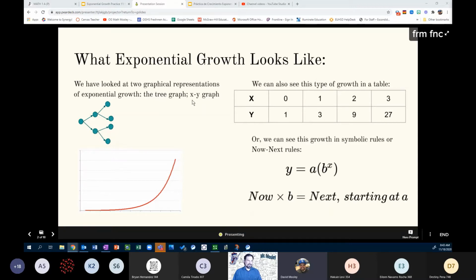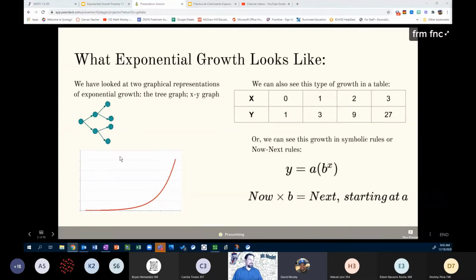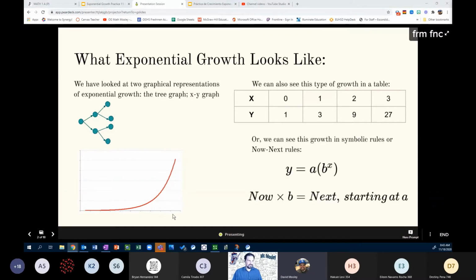We've also looked at what an XY graph looks like. And this is a basic exponential growth curve right here. See that it starts kind of slow and then all of a sudden just skyrockets up. That's essentially what an exponential growth curve looks like when we graph it. This is not for any particular function. That's why there's no numbers. It's just what it looks like.